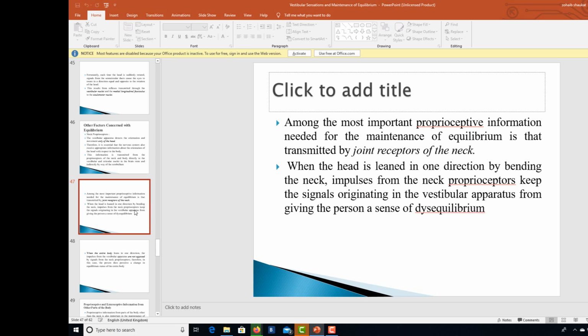Among the most important proprioceptive information needed for the maintenance of equilibrium is that transmitted by joint receptors of the neck. Now, when the head is leaned in one direction by bending the neck, impulses from the neck proprioceptors keep the signals originating in the vestibular apparatus from giving the person a sense of disequilibrium.